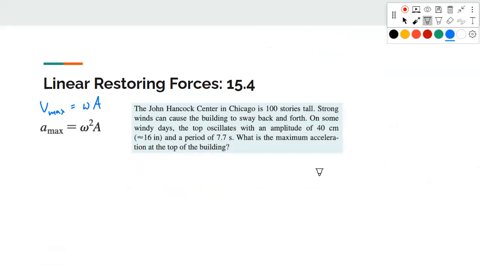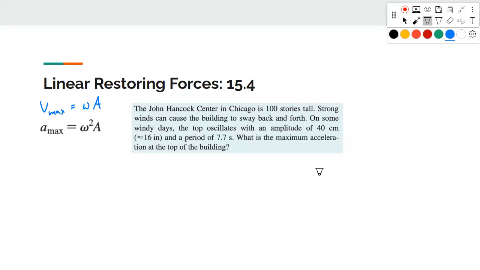And so we can do a sample problem with this. Here we have the John Hancock Center in Chicago. It's 100 stories tall, and strong winds can cause this building to sway back and forth. So the potential energy function there probably looks obscenely complex. But we don't have to worry about that potential energy function too much if we can just think of the system as undergoing simple harmonic motion, which will be approximately true as long as it's not oscillating by very big of an angle. And if the building is well designed, hopefully it's not oscillating by very much. So it'll be a good approximation.